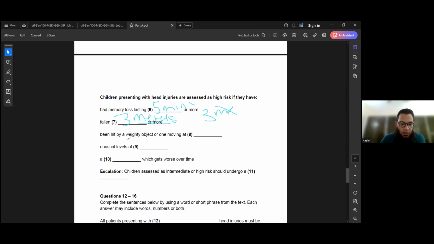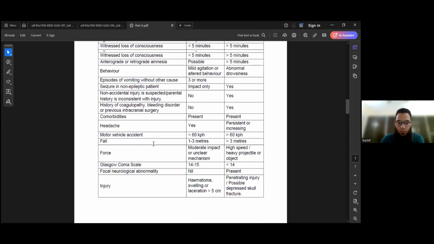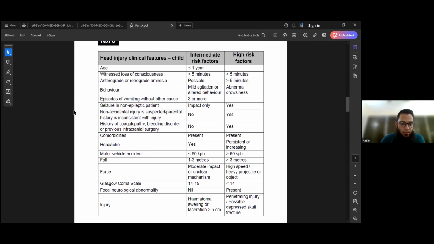Okay, being hit by a weighty object or one moving at. Now this, I am sure many people have confused with this one. Let me go up for this. Being hit by a weighty object or one moving at. Some people may have written maybe 60 kph, or heavy high speed, or heavy projectile high speed. Yes. Now, what is the correct answer?